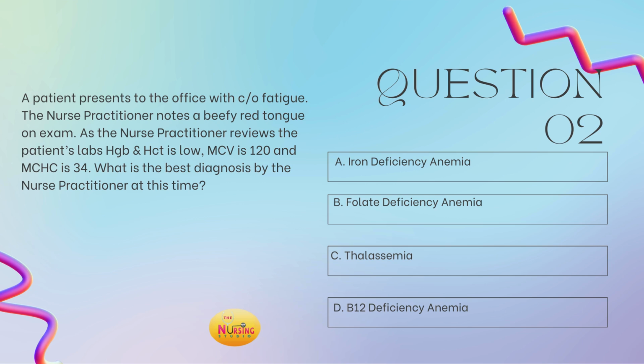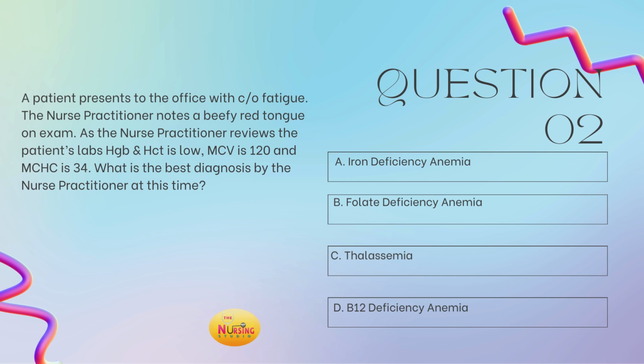And then the MCHC is anywhere from 31 to 37. If it's less than 31, it is hypochromic. If it's greater than 37, it is hyperchromic. If it falls in between, it's normochromic, right? So 34 is in the normal range, so it's normochromic.